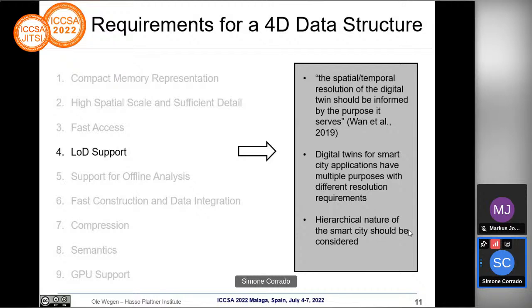Additionally, a city is a hierarchical system. We have the city, it comprises districts, these comprise buildings, these comprise floors, and so on. And a data structure should reflect this hierarchical nature also to facilitate a variety of use cases.